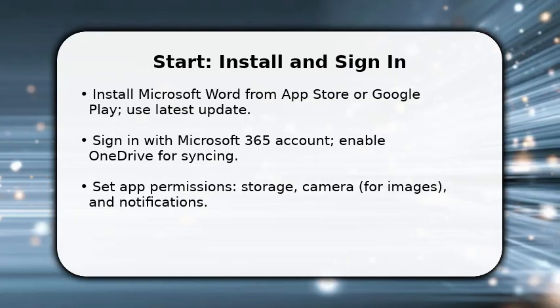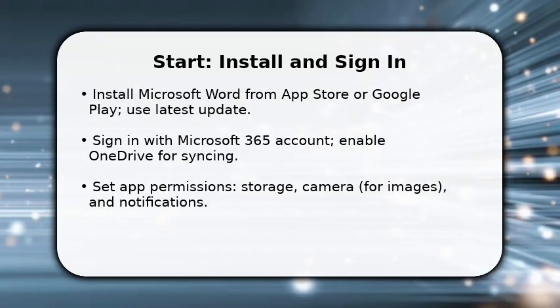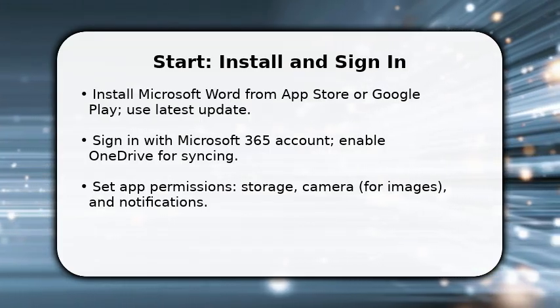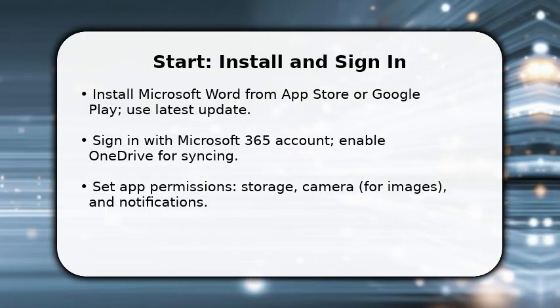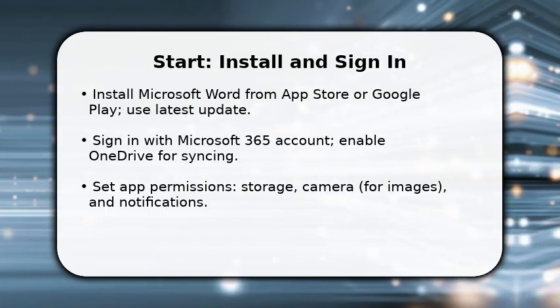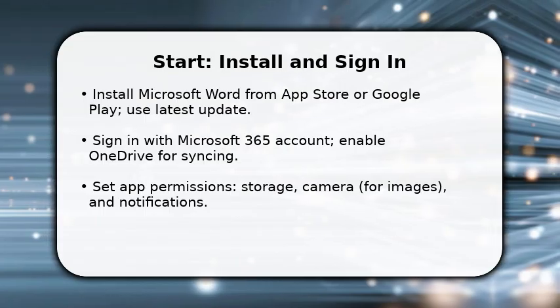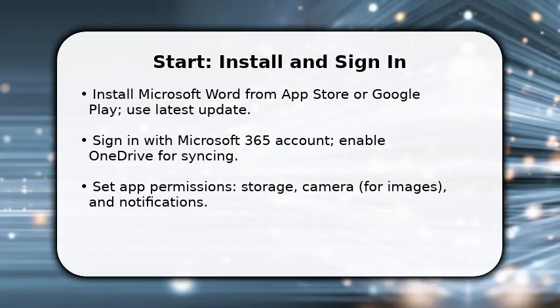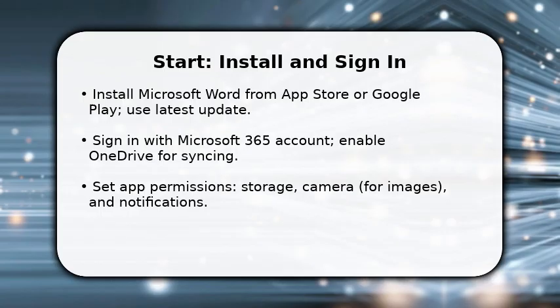You've installed Word and signed in with your Microsoft 365 account. Now begin a new saved document. Tap the plus icon to create and choose a template or blank document, then name it and save to OneDrive so changes sync. Once done, adjust basic layout.